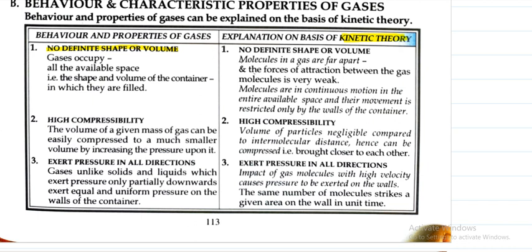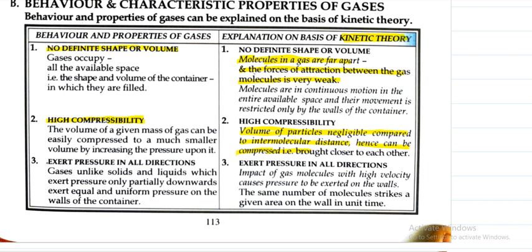Why? Because molecules in a gas are far apart and the force of attraction between them is very weak. Since the attraction is very weak and the molecules are very far, they do not have any definite volume or shape. Next, gases are highly compressible, or they can be compressed very easily. The reason is that the volume of the particles is negligible compared to the intermolecular distance. So the volume of the particle is very less compared to the distance, and since the particles are far away from each other, they can be compressed very easily.